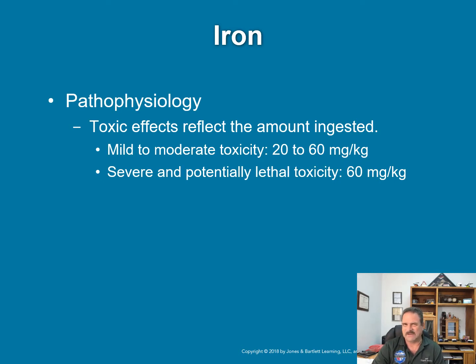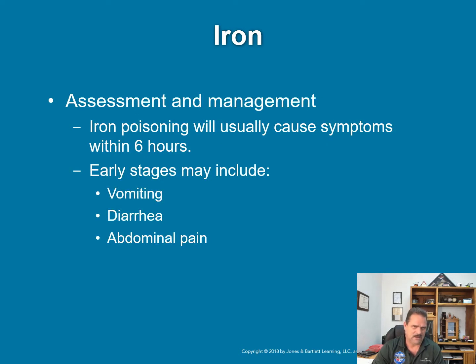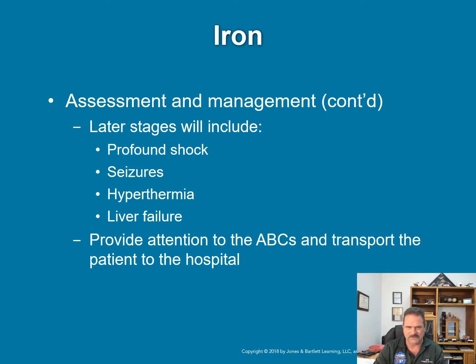Excessive amounts of iron in the body can speed up the formation of oxygen-free radicals, creating metabolic acidosis. Assessment and management of iron poisoning: symptoms usually appear at about 6 hours. You'll see vomiting, diarrhea, and abdominal pain. Later stages: shock, seizures, hypothermia, liver failure. ABCs and transport are primary.